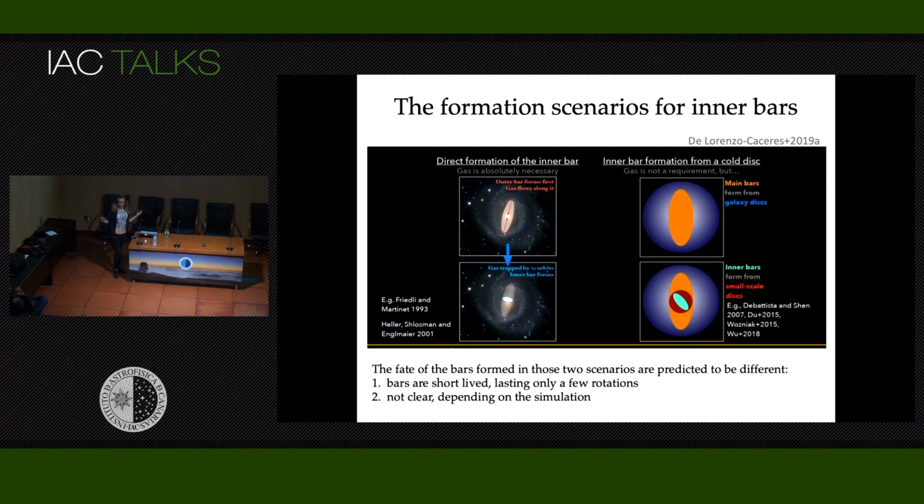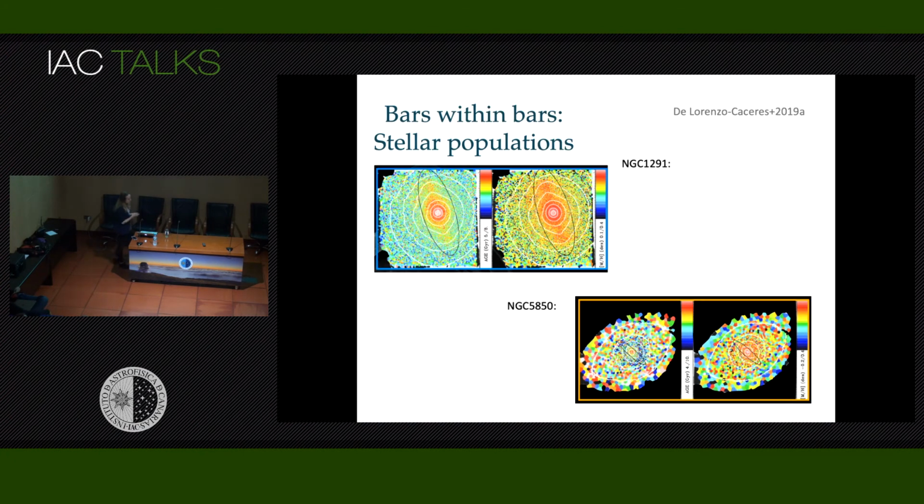Always. In the second scenario, it's basically the same scenario that plays in main bars. The gas flows towards the center and forms a disk. When the disk gets dynamically cold and mature, it can get unstable to bar formation. So the fact that he's finding old populations in one of the bars tells you that at least this galaxy didn't form by the first scenario, it has to have formed from the second.